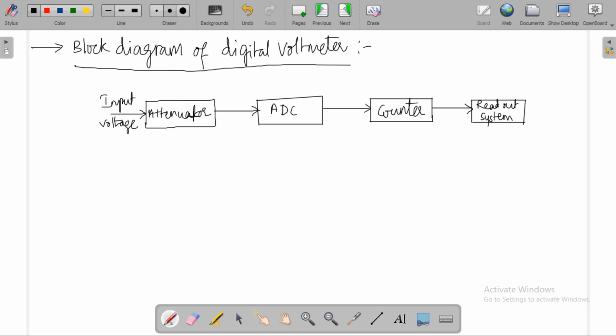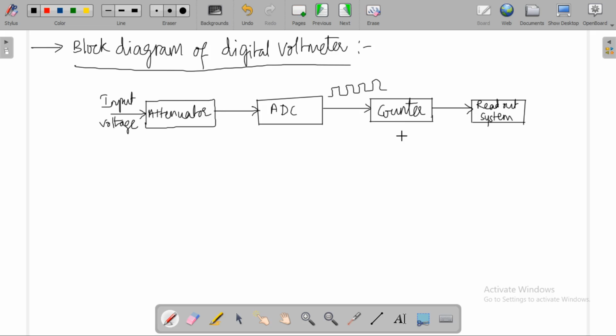Okay, input voltage is given to this attenuator, and this will reduce the amplitude of this input voltage, and that voltage will be given to this ADC, and this analog to digital converter will convert analog signal into digital signal. That is, this will generate digital pulses like this. These pulses will be given to this counter, and this counter will count the number of pulses.